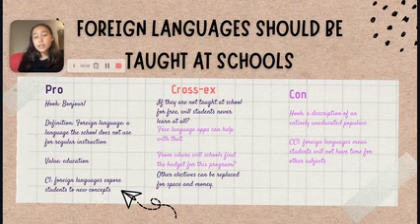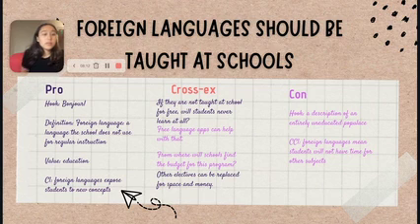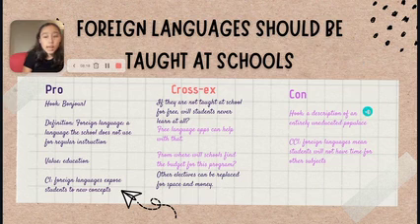So the counter contention states that foreign languages mean that students will not have enough time for other subjects, and this is bad for education because they won't be able to learn other important subjects as well. So, even though the rebuttals aren't written in, throughout the duration of the debate, the pro and the con would attack each other's cases and rebuild their own.